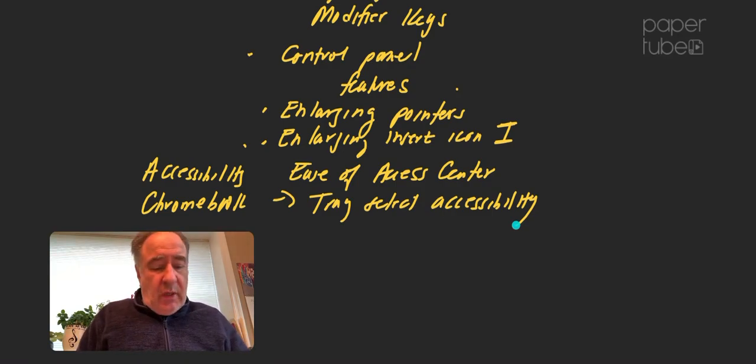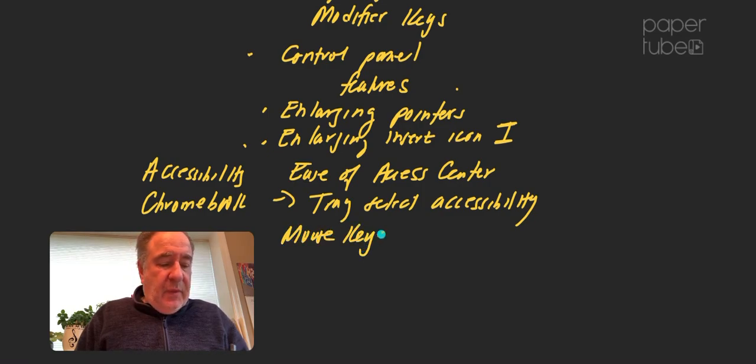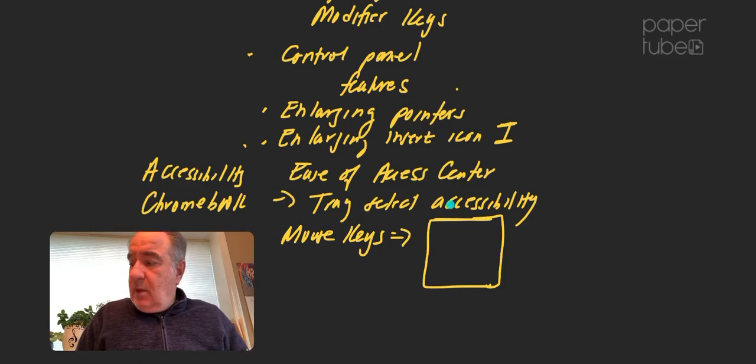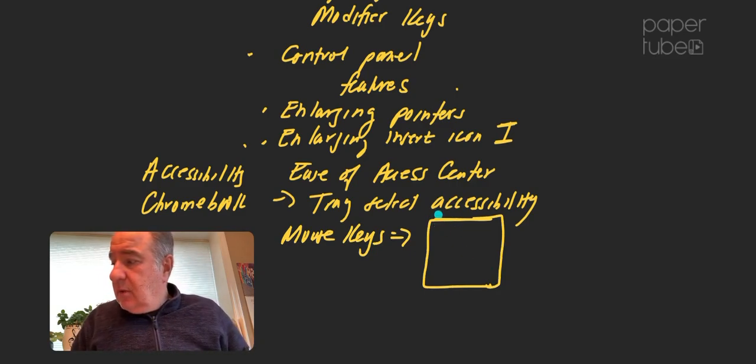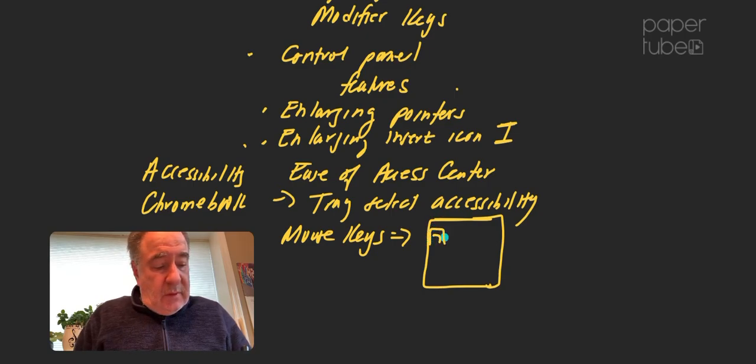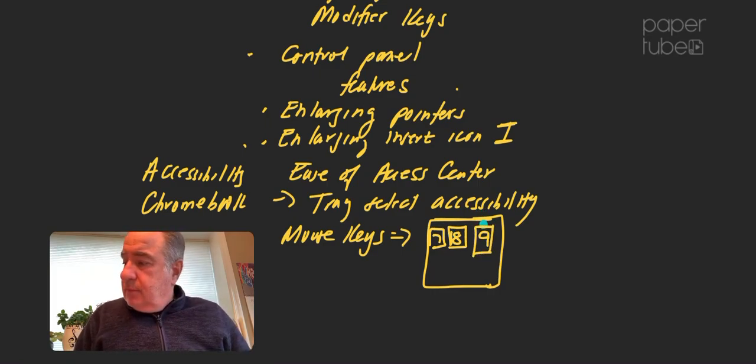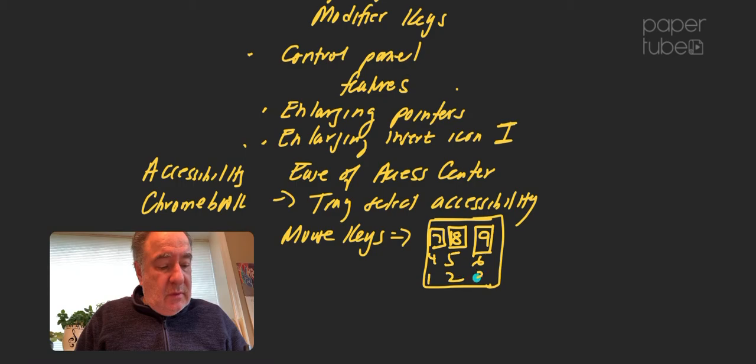Another one to look at would be mouse keys. And this allows the student to use their extended keyboard. So I'm just going to make an example here. So here's the 7, 8, 9 keys, 4, 5, 6, 1, 2, 3.